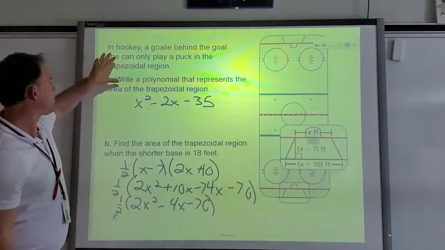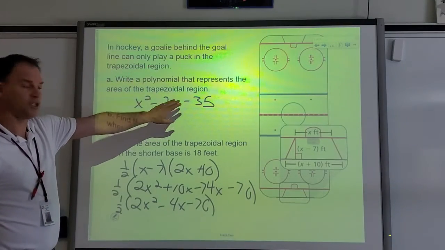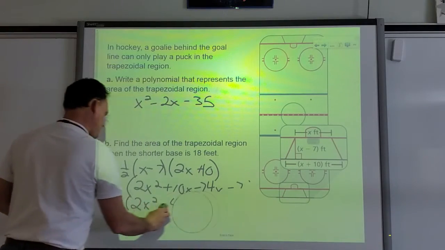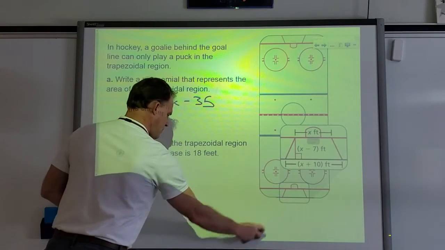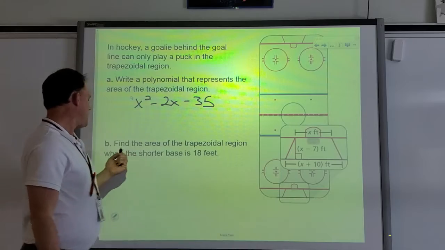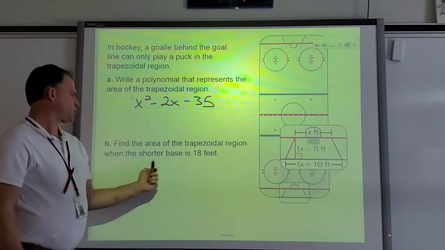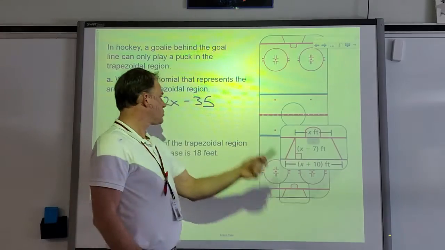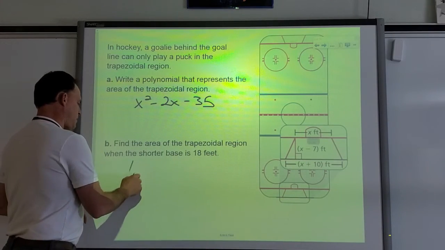So the first problem said write a polynomial that represents the region. There it is. That polynomial represents the region. The second problem says find the area of the trapezoid where the shorter base is 18. So the shorter base is 18, so that's x. I just have to take x and plug it in here.